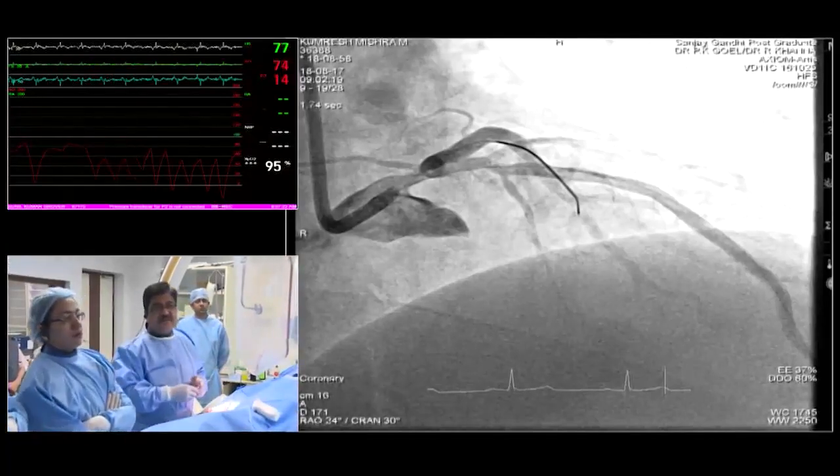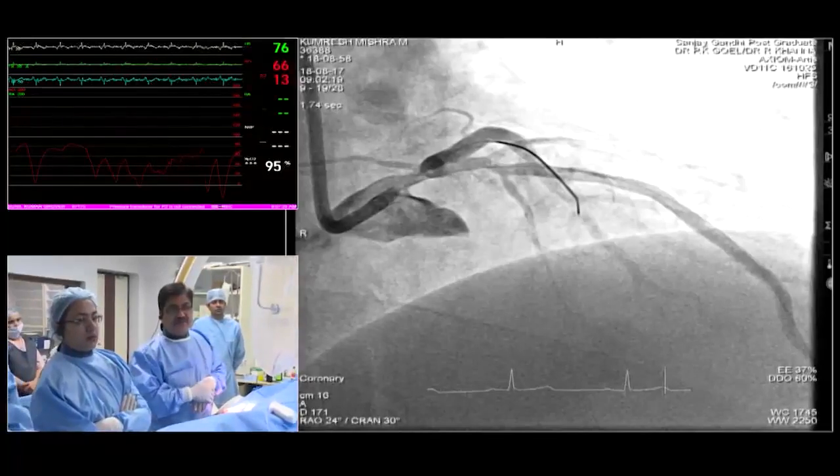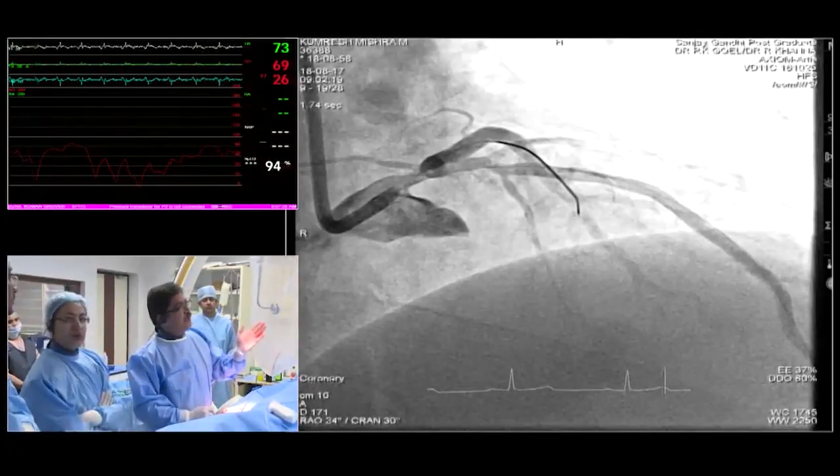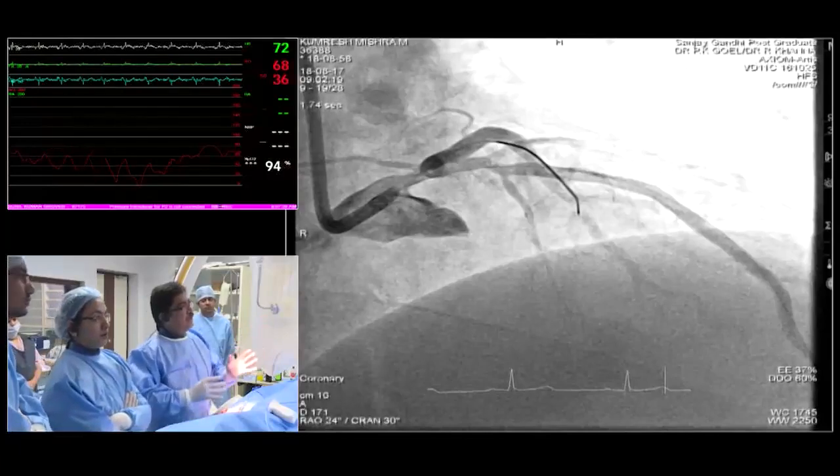On IVUS, have we measured the length? It's about 18 mm or something. Say about 20. So 20. So what next?